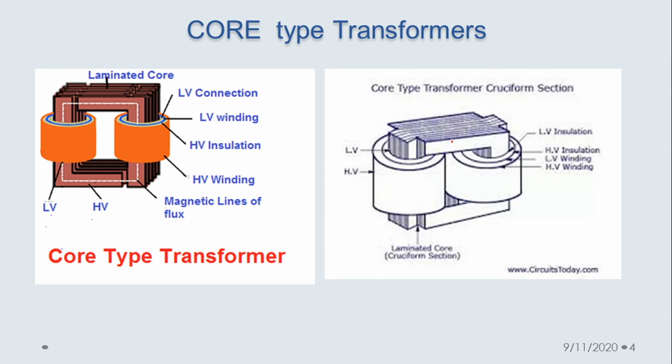So it is called a stepped core or two stepped core transformer. It is called a cruciform, which means it is a two step. This is the LV winding and the outermost is the HV winding. This is a laminated core. The core is laminated and the winding is wound on the core.